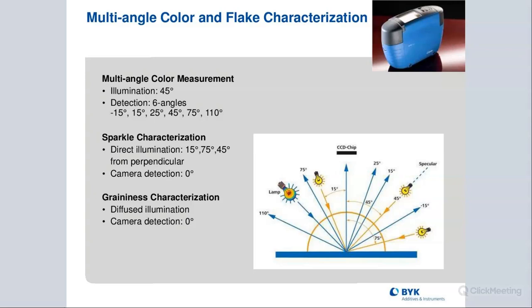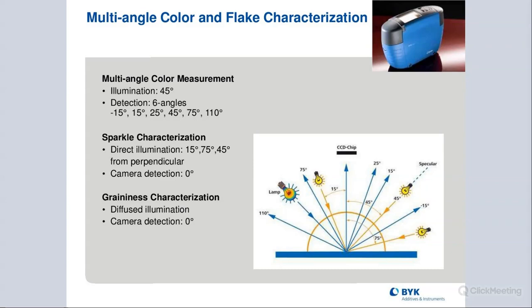Maybe you're getting into more effect colors, and if so, then you want to look at multi-angle color matching. And with the BIC technology, you also get flake characterization. So let's spend a few minutes on that. Just to review, this is the optical bench of our BIC, which has 6 angles of color measurement. So you have 45-degree illumination, and then you have minus 15, 15, 25, 45, 75, and 110 for color.